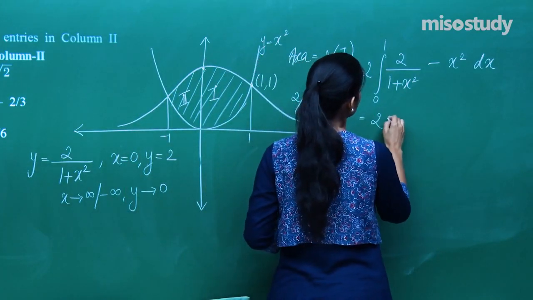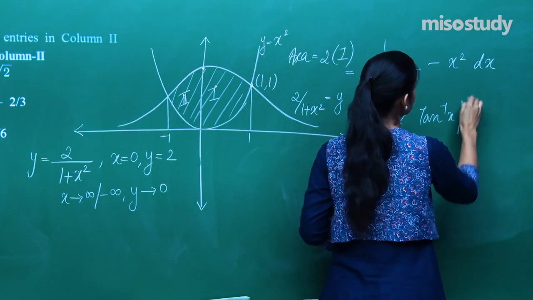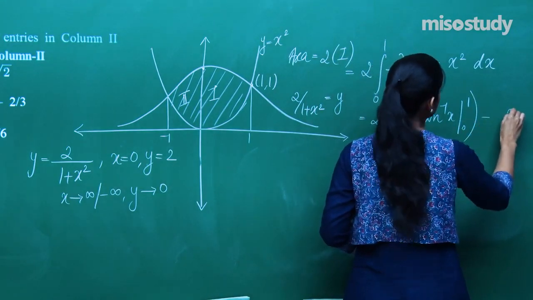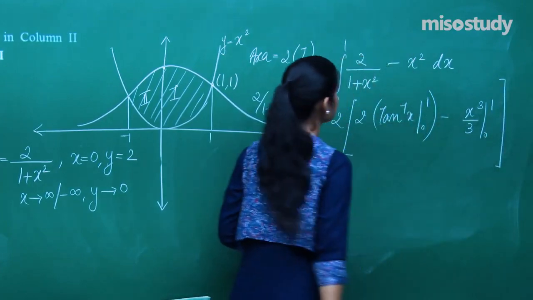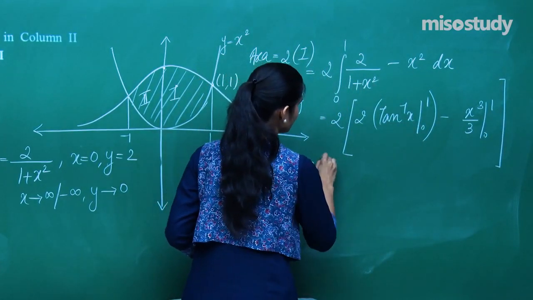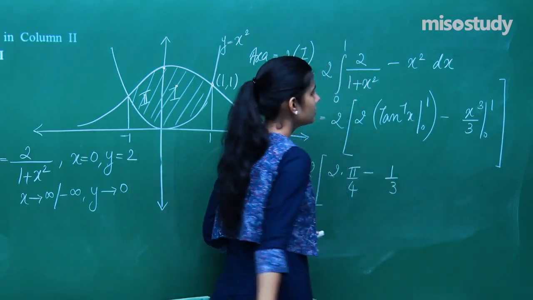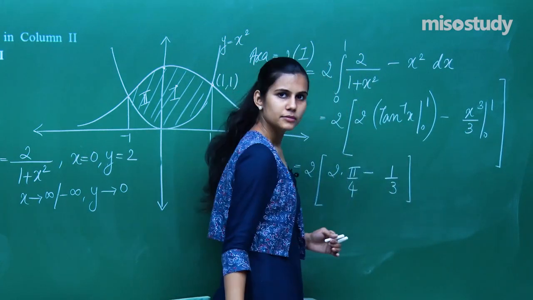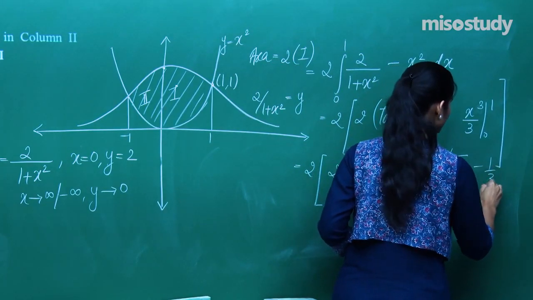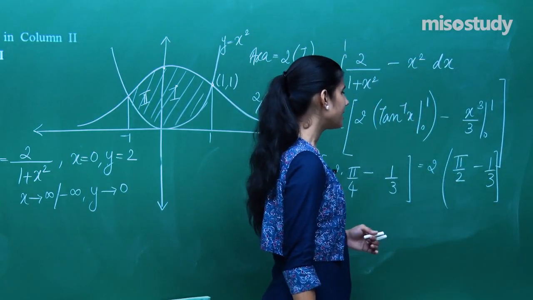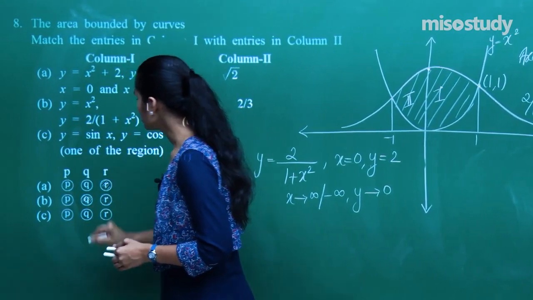Now here this becomes what? 2 into, inside this is twice of tan inverse x from 0 to 1 minus x cube by 3 from 0 to 1. Clear? So this happens to be twice of 2 into pi by 4 minus 1 by 3. Right? So this becomes twice of pi by 2 minus 1 by 3, which is pi minus 2 by 3. So your answer is pi minus 2 by 3. Corresponding to B, you get Q shaded.